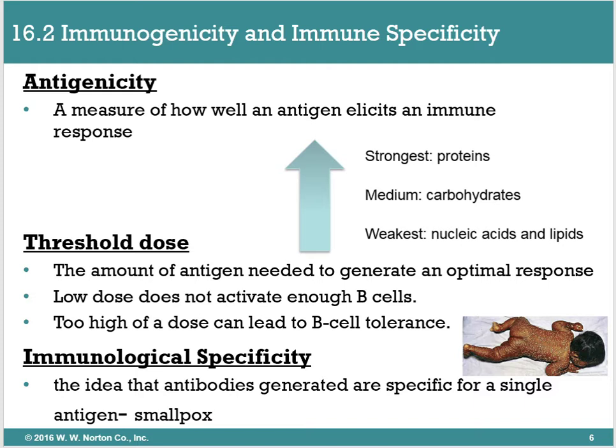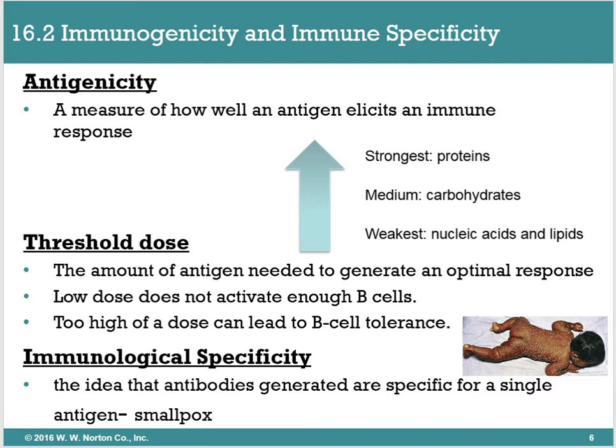The first definition that I want you to know is antigenicity. Sorry guys, can't say it. But this is a measurement of how well an antigen actually elicits our immune response. A lot of times if an antigen is protein based, we're going to have a very robust immune response to it, whereas if the antigen is just made up of nucleic acids and lipids, such as fats, it's not going to be a very strong immune response. That's all I want you to know at that point.